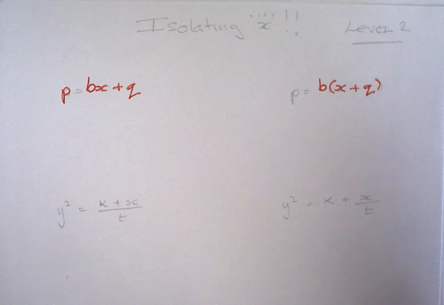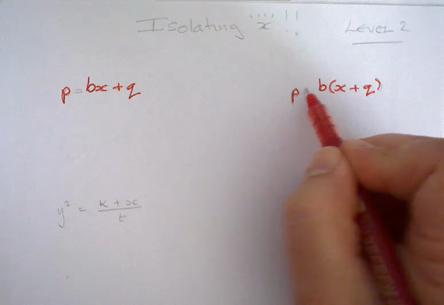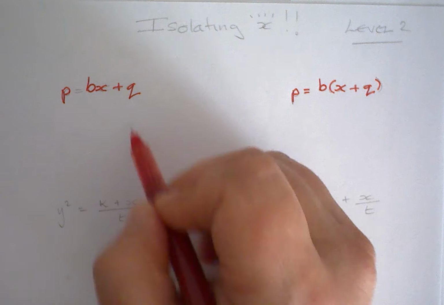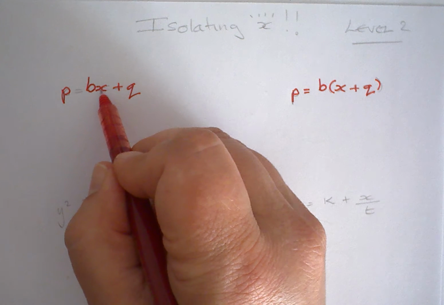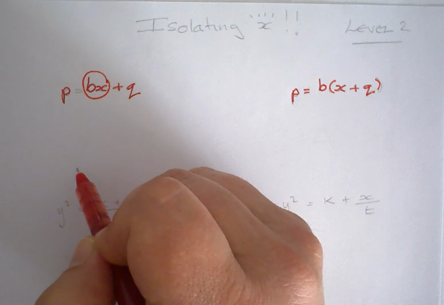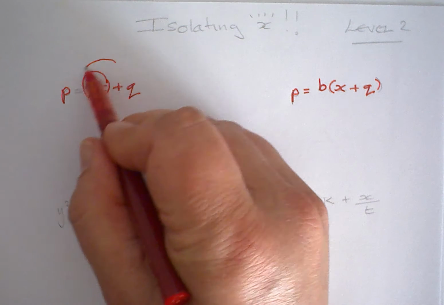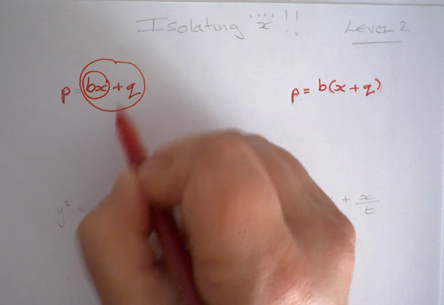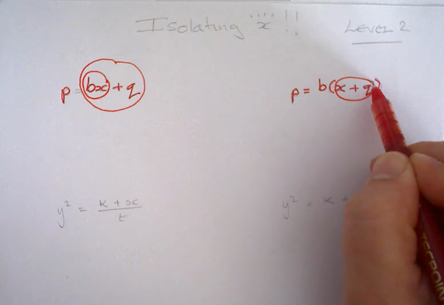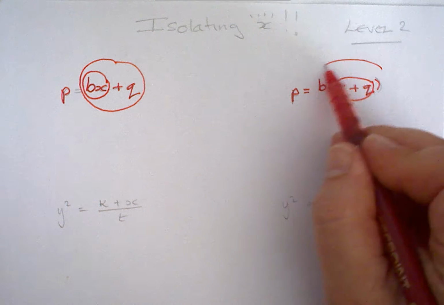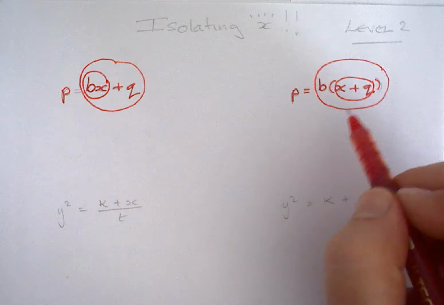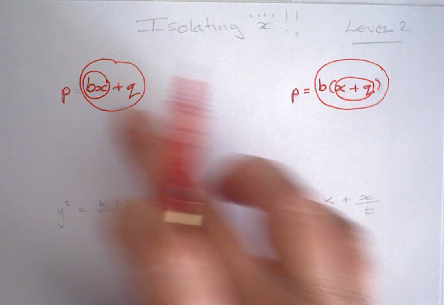What is tricky is understanding the difference between these two questions, okay? Because there's an order, there's a set of layers in the algebra. The first thing that's happening to that x is that it's being multiplied by b. And then the second thing is that it's having q added to it. Here, we've got the plus q on the inside, and the times by b is on the outside.